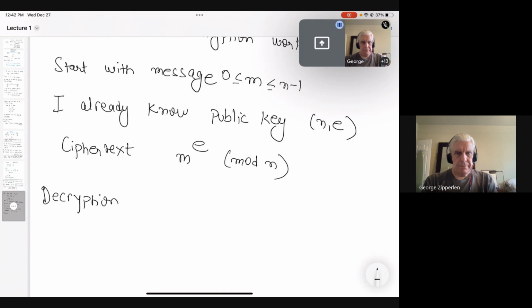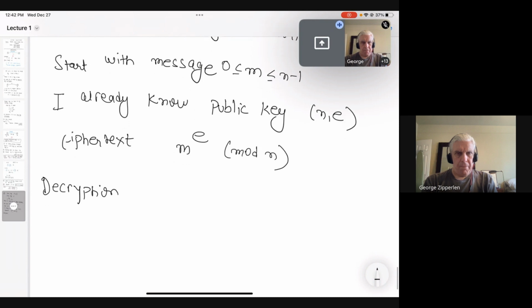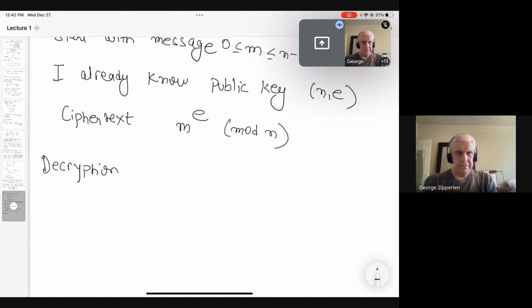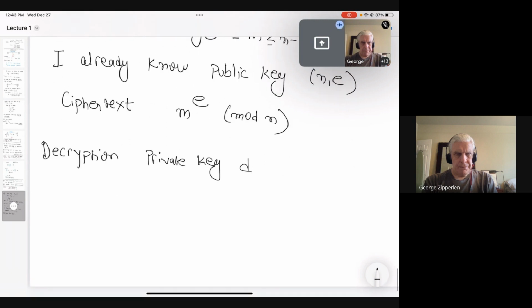So I started with my M and I have transmitted this ciphertext to B, right? And what will B do? B requires this private key, let's say D. Let me give this ciphertext a name. Let me call this C. So all B has to do is raise this C to the power of D modulo N.